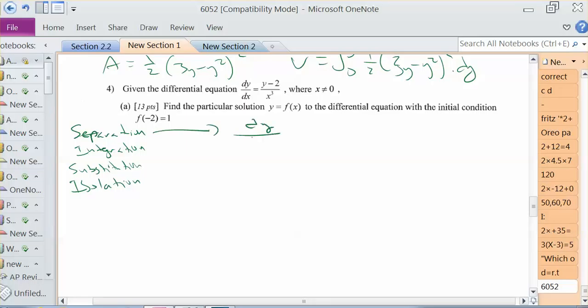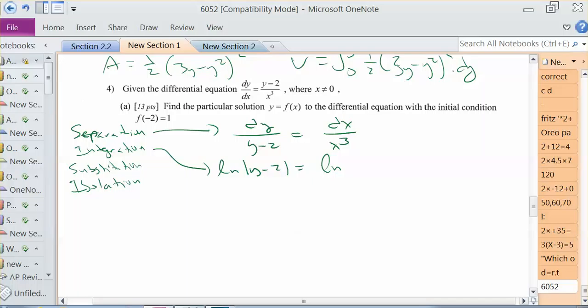dy over y minus 2 equals dx over x cubed. It's kind of like cross-multiplying in a way, if you think about it. Well, actually not quite, but you get what I'm talking about. So I think you guys are okay with that. Integration. I think you guys need to do natural log absolute y minus 2. That's fantastic. And then this is a big mistake a lot of people made.